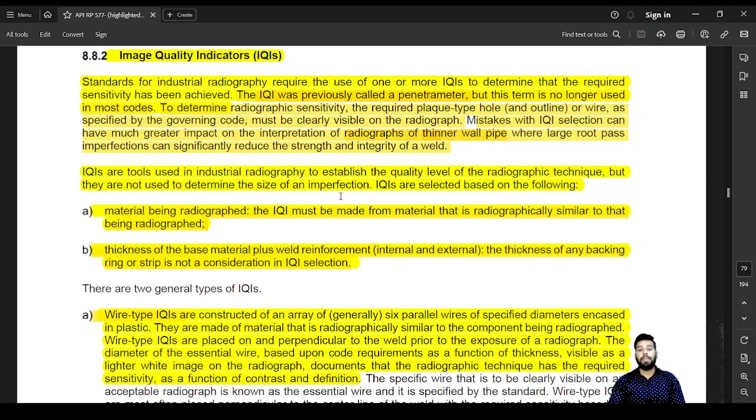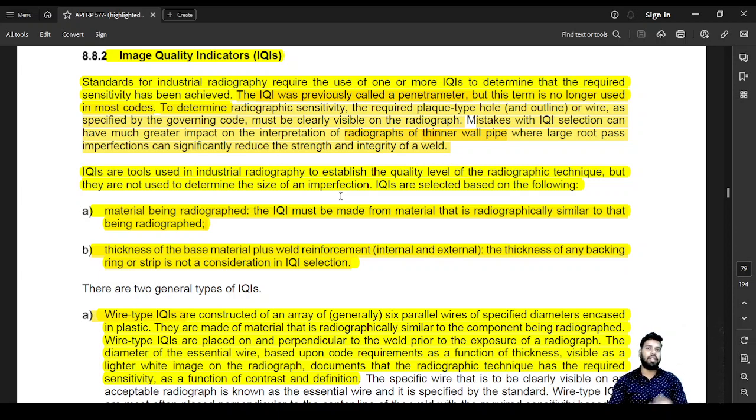But if the image that you are getting is not as per the specification, or if the image is not clear enough, then you cannot make anything out of it. So to identify the quality of the image, we are generally going to use some tools that will help us to assess the quality of the image. These tools are known as image quality indicators. Sometimes they are also known as penetrameters.